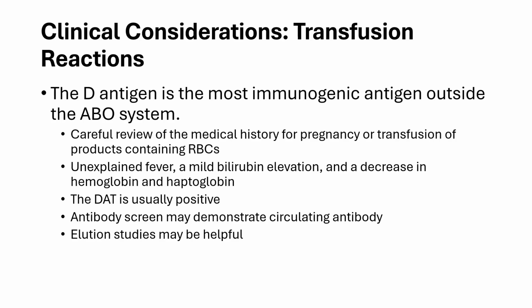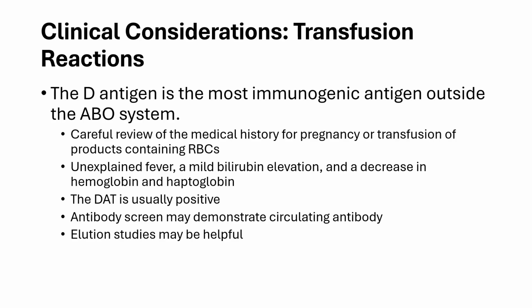When assessing for possible immune reactions involving the D antigen, careful review of the patient's medical history is essential. That would include history of pregnancy. A fetal maternal hemorrhage can expose the maternal immune system to the D antigen. We're going to look at their history of transfusion of blood products containing red blood cells, which could also introduce foreign D antigens. Some clinical signs that may suggest an immune reaction include an unexplained fever, mild bilirubin elevation indicating possible hemolysis, or a decrease in hemoglobin and haptoglobin, which is consistent with destruction of red blood cells.